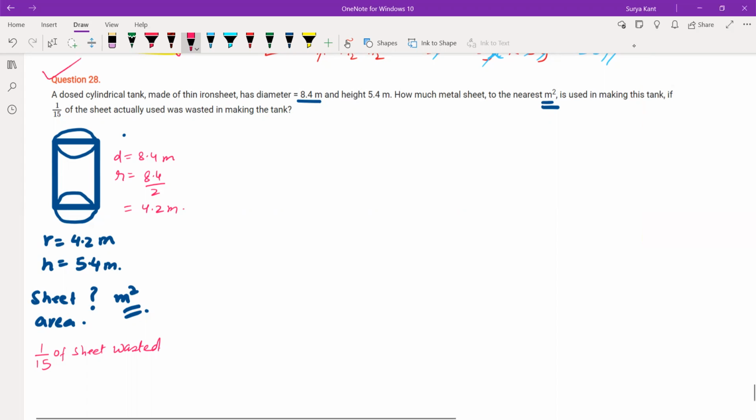Just try to understand the question first, whether you're having doubt or not. A cylindrical tank is made up of iron sheet. The diameter is 8.4 meters and the height is 5.4. How much metal sheet is required to make this cylindrical tank? One condition is given here: 1/15 of the sheet actually used was wasted in making the tank. So you have to find how much metal sheet is required.